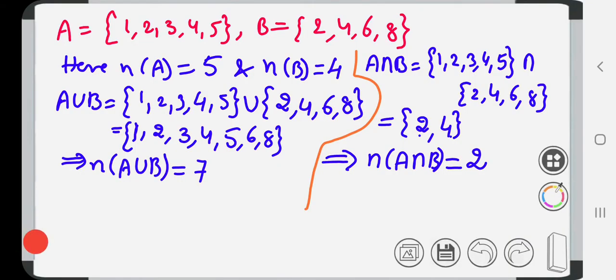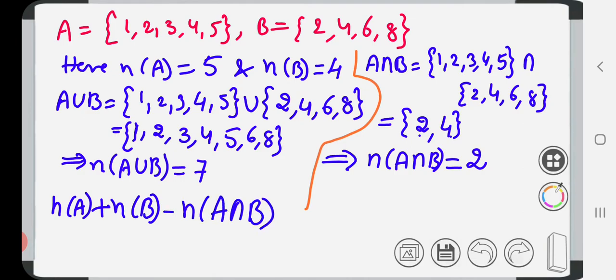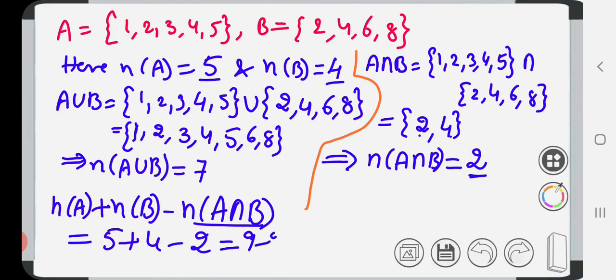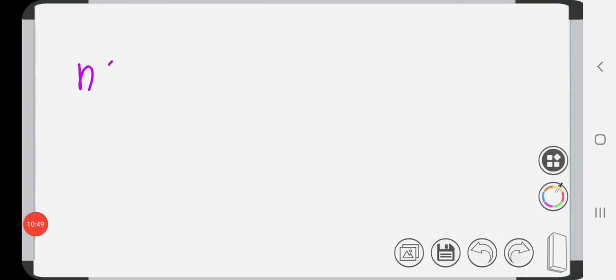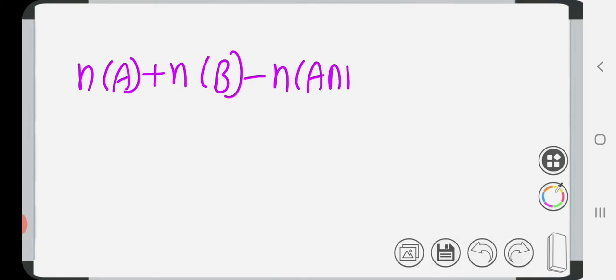Now check the relation in this example. First, n(A) plus n(B) minus n(A intersection B) we are considering. n(A) is 5 plus n(B) is 4 minus n(A intersection B) is 2. So 5 plus 4 is 9, 9 minus 2 we get 7. If you observe, n(A union B) is exactly 7. Therefore, keep in mind the very important relation: n(A) plus n(B) minus n(A intersection B) is equal to n(A union B).